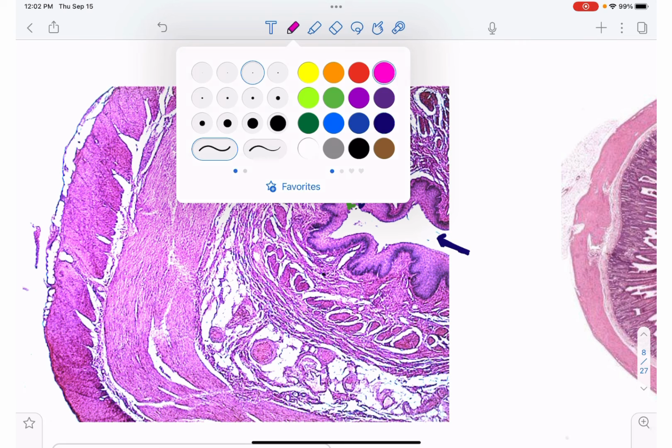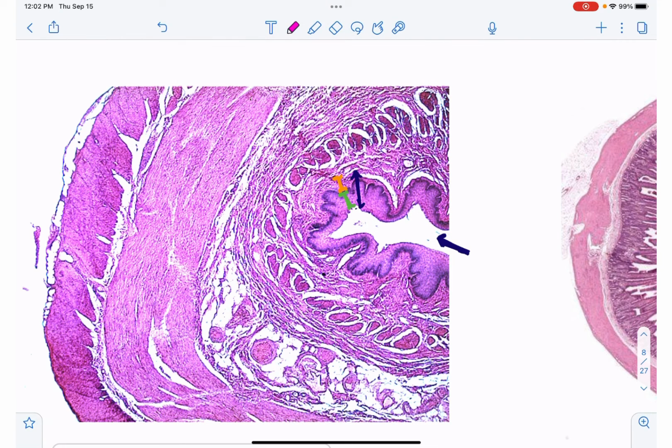Beyond that, we have the submucosa, and the submucosa is loose connective tissue. And that's what that is. That's the submucosa. We have some submucosal glands in the submucosa that are going to produce mucus and secrete that into the lumen.